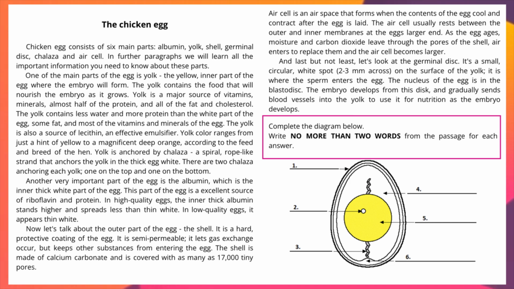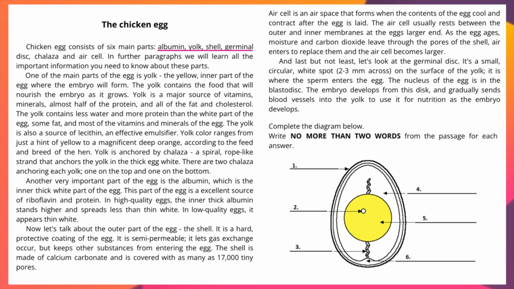Now, as I said, let's understand the different words that I can underline before doing the task. The first sentence has albumin, yolk, shell, germinal disc, chalaza and air cell as the new terms. In the second paragraph, the first line, again I would repeat the word yolk. And in the same paragraph, we have the term lecithin, an effective emulsifier. Later on, we also have chalaza, a spiral rope-like strand. The third paragraph has the term albumin. The fourth paragraph has 2 terms, shell, and the last sentence also has calcium carbonate. Coming to the other side, the first paragraph has air cell and the word carbon dioxide. And the last paragraph has 2 different terms called germinal disc and plastodisc.